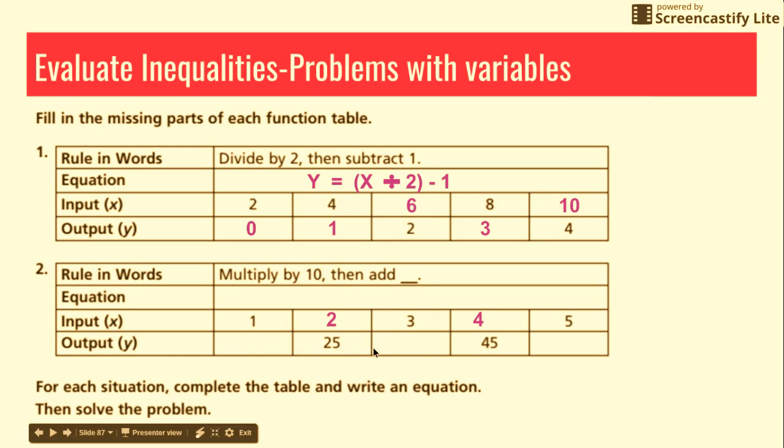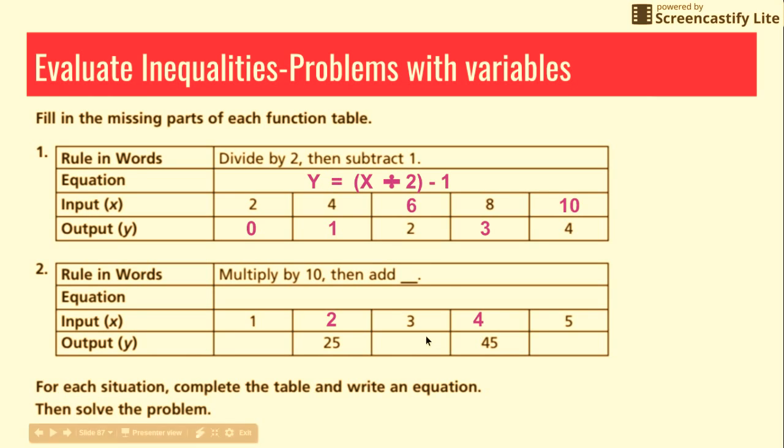But I'm going to double check by coming over here to this one where I have an input and output. 4 times 10 is 40. 40 plus 5 gets me to 45. So I feel like that rule is going to work: multiply by 10, then add 5.